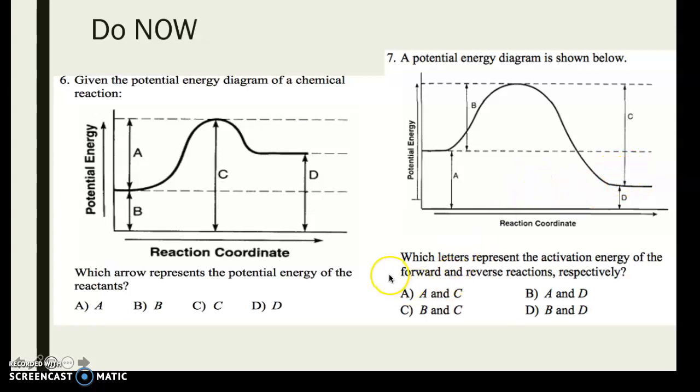Remember, for our forward reaction, we are going from the reactants to the products. Our reverse reaction, we're going from the products to the reactants. The 3 parts of the potential energy diagram will not change, whether it be for endothermic or exothermic. We have our reactants, our activation energy, which is our hump, and then we have our products, which is on the end.